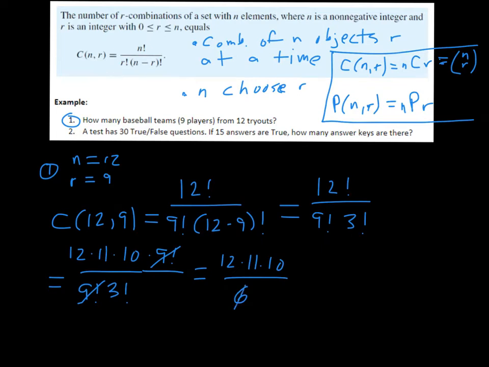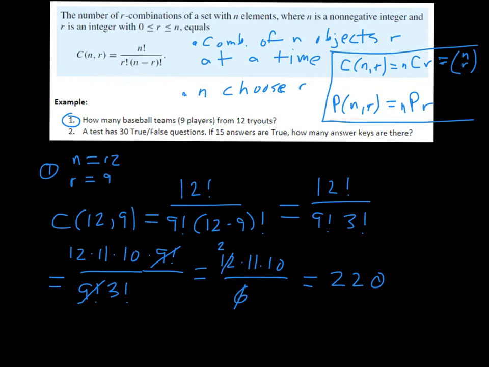So 6 will cancel with 12 and leave 2. And I just have 2 times 11 times 10, which will be 220. Because 2 times 11 is 22, and times 10 will make it 220. So there are 220 different baseball teams you can make from the 12 people who are trying out.